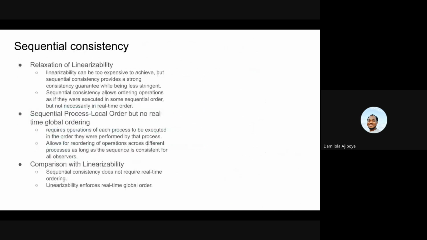Yeah, so let's go to sequential consistency. This is another consistency model. It is a relaxation of linearizability, because we've seen that can be very expensive to achieve. What sequential consistency does is it's less stringent in just one part of the requirement, which is the requirement for real-time global ordering, right?